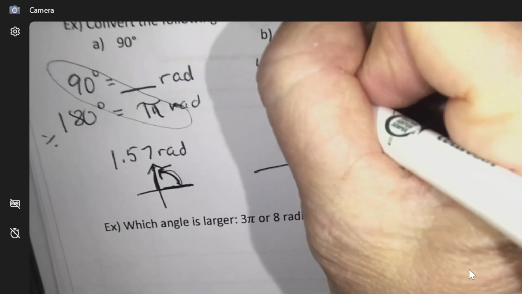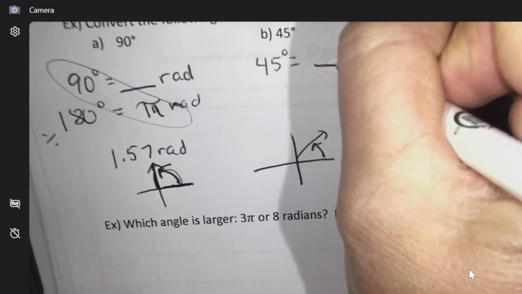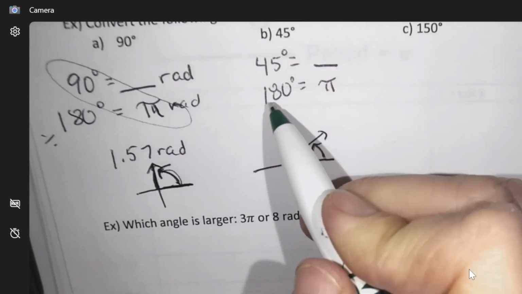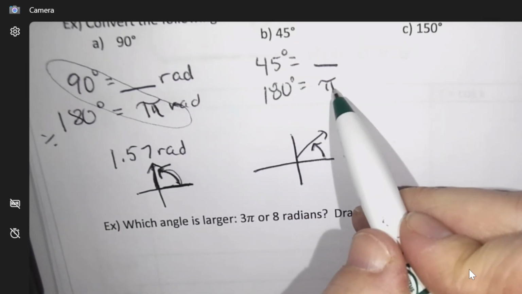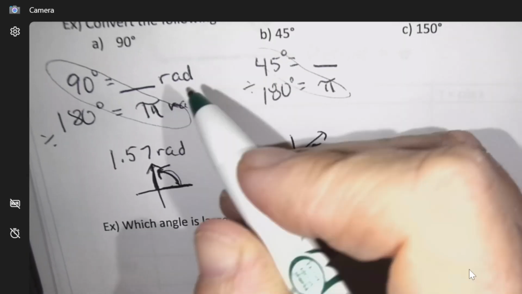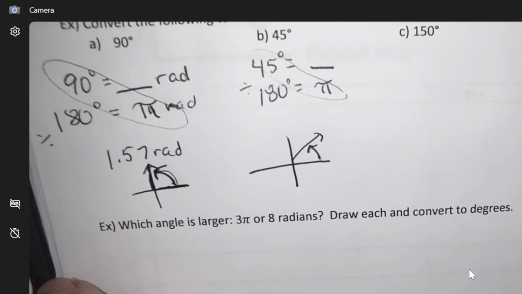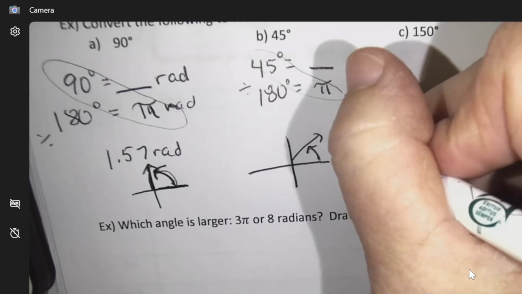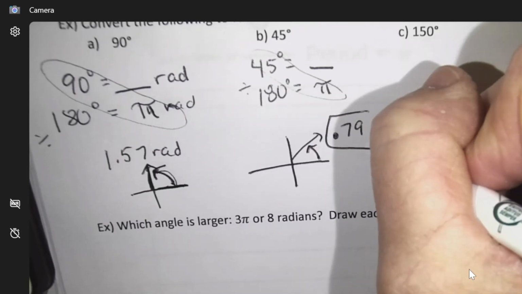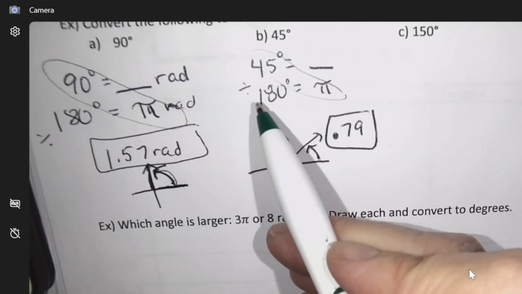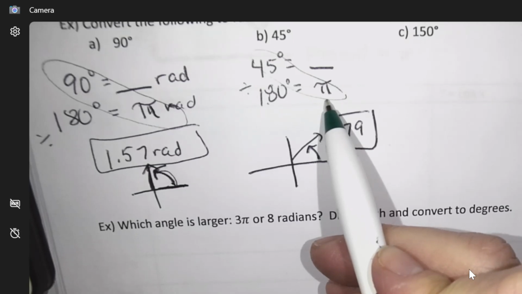Now, what do you get here? So 45 is blank, 180 is worth pi. So you're going to times and divide. This number is going to be really small, right? Our last one was 1.57, so this is going to be even smaller. Do we always want to do 180 equals pi? I mean, you could do 360 here and a 2 pi there, that's fine too. It doesn't matter.